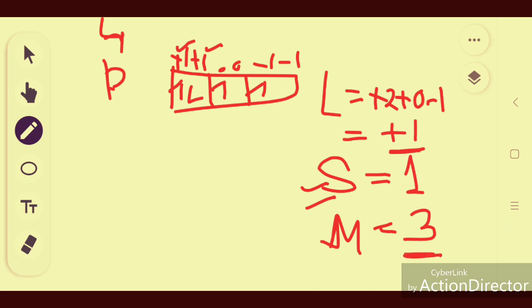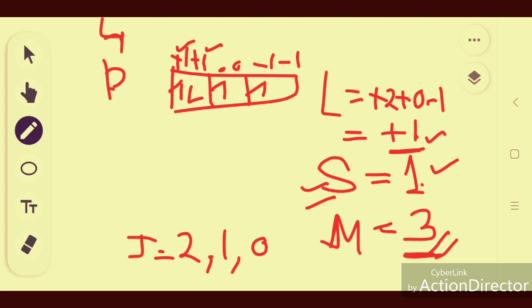And if multiplicity is 3, the values for J will be 3. So what will be these 3 values? That is 1 plus 1, 2. Then 1 plus 1 minus 1, that will be 1. 1 plus 1 minus 2, that will equal 0. So there will be the possibility of 3 values, 2, 1, 0. So 2, 1, 0 will be the 3 J values for the P4 configuration.